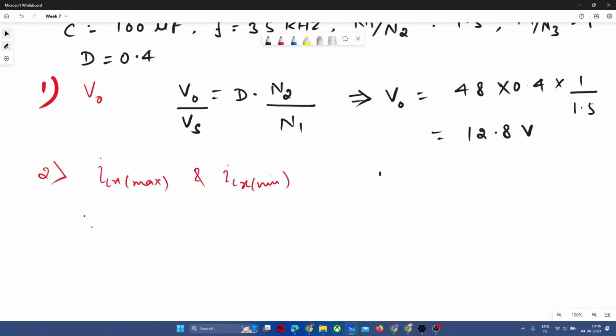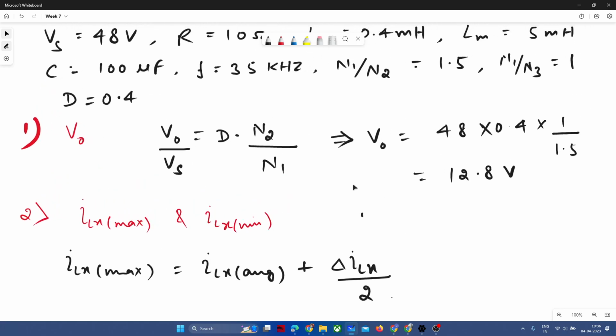So ILX max will be equal to ILX average plus del ILX by 2. Now we have two parameters to compute. One is ILX average and one is del ILX. Okay. So with this much given parameter, how to proceed with ILX average computation and how to proceed with the ripple in the LX inductance? So the average can be found from output voltage by R. Perfect. So ILX can be written as V naught by R. Fine.